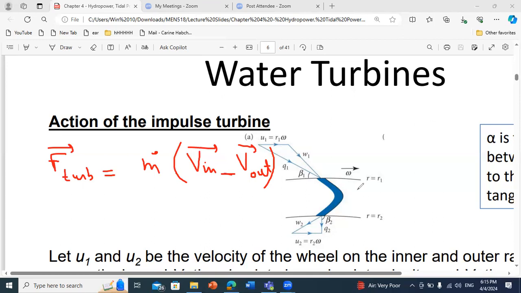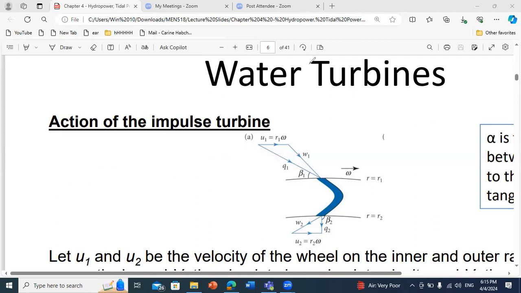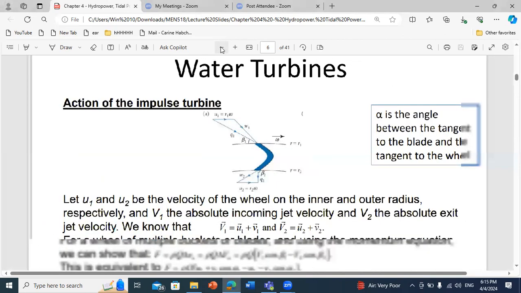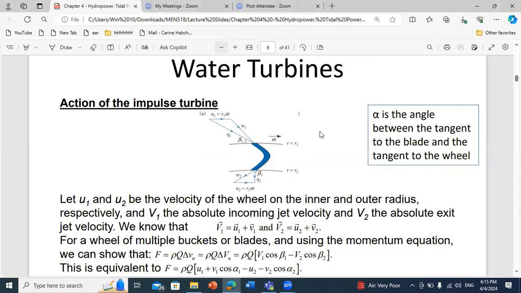So now, until now, we defined velocities at inlet and exit, and we can write the expression of these velocities in order to be able to find what is the total torque that can be developed by this water. So as we said, we will name U1 and U2 the velocity of the wheel on the inner and outer radius. And we'll consider that big V1 and big V2 represent the absolute velocity of water. So from here, we divide big V1 into small u1 plus small v1, and big V2 into small u2 plus small v2.